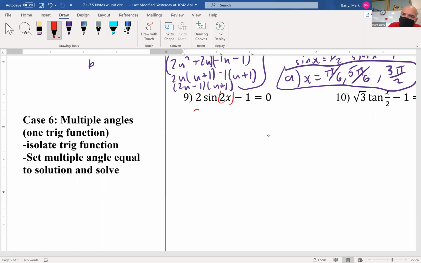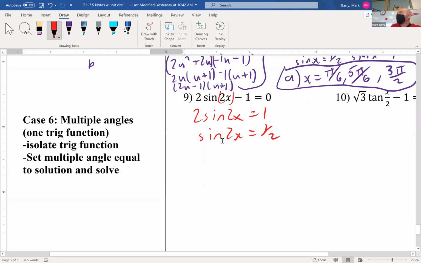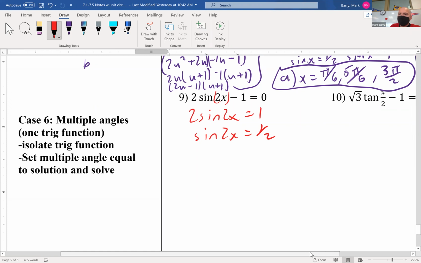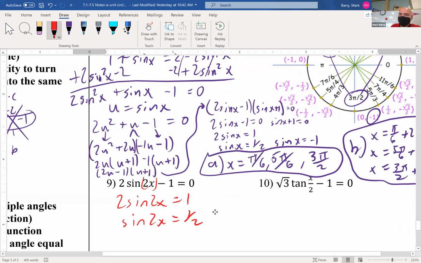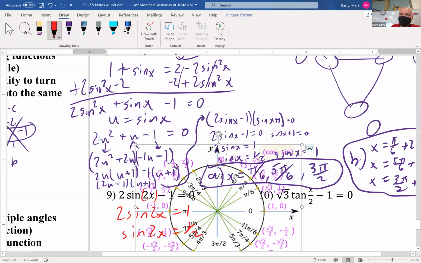So we're going to isolate the sine. Just like I would have before, I'm going to add the 1 over. I'm going to divide the 2 over, the 2 that was in front. I'm not going to divide the 2 that's inside. My next thing I'm going to do is I'm going to look at the unit circle, okay? So let me grab my unit circle, bring it down here.